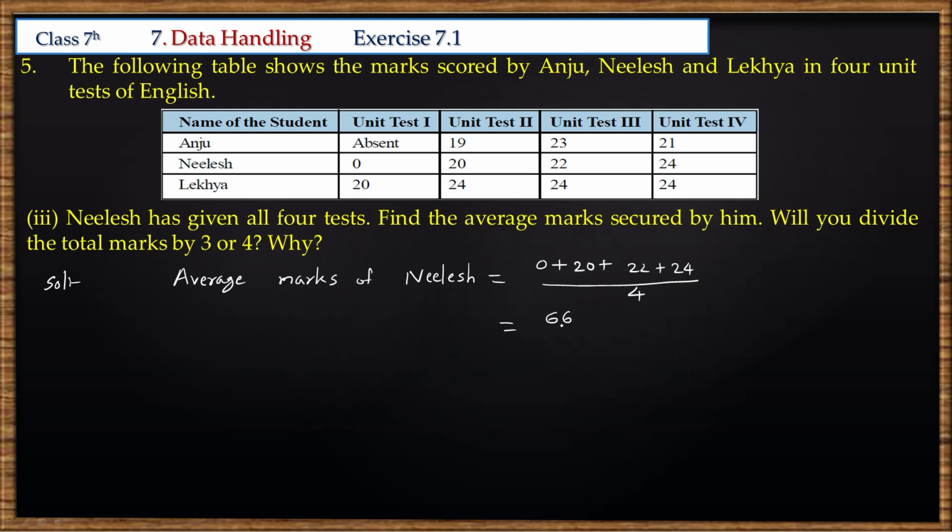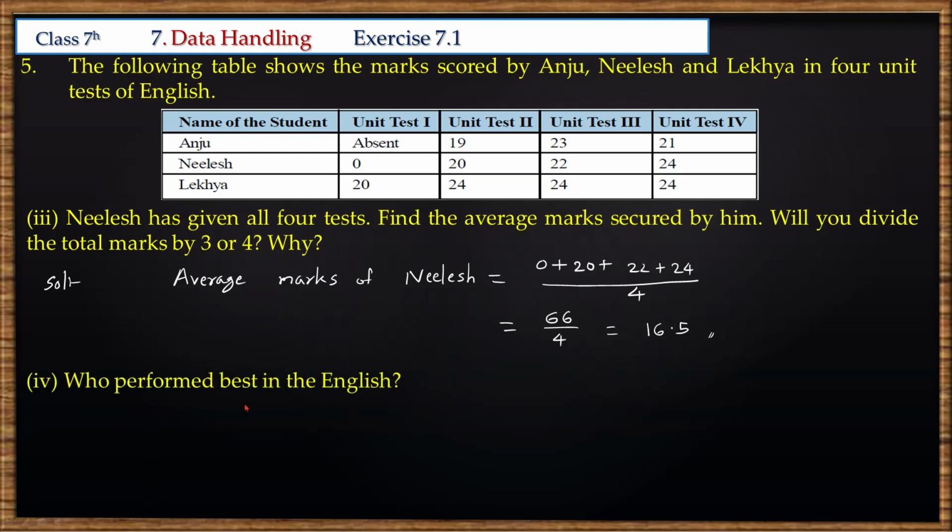66 divided by 4. 4 1s are 4. Remainder will be 2, 26. 4 6s are 24. And remainder 2 will become 20. 4 5s are 20. 16.5.